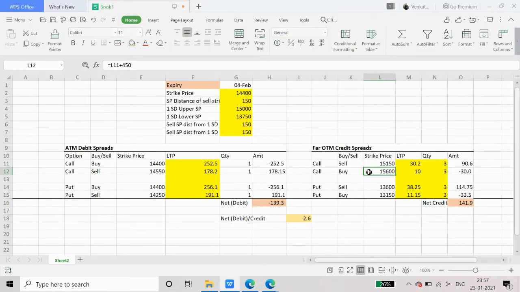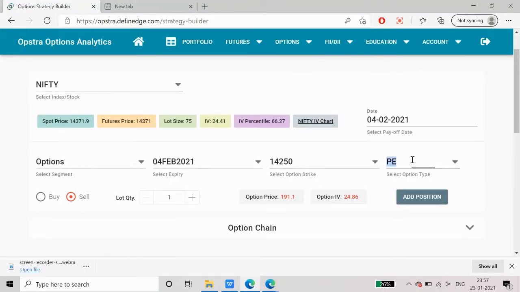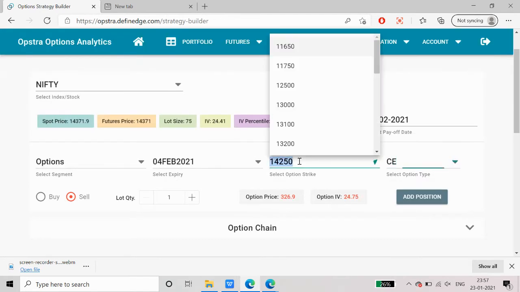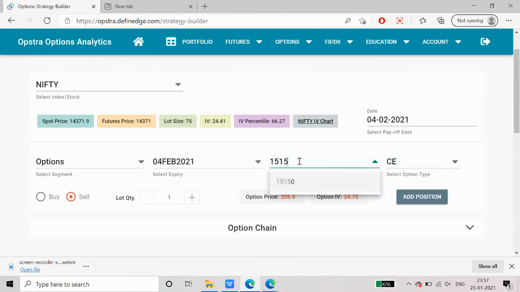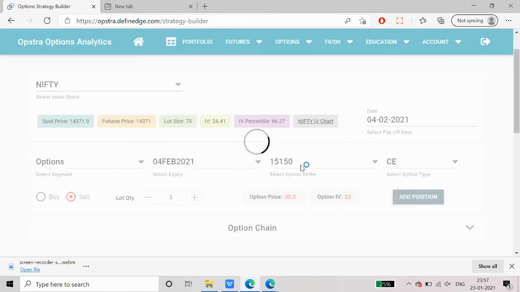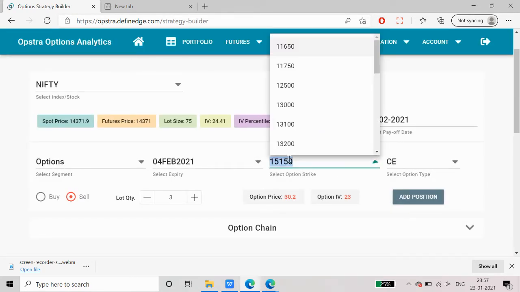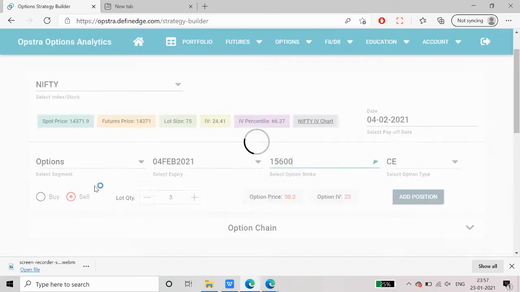So how much do we sell? We sell three lots of this call side credit spread, which is 15,150, 15,600. So what we do is we switch back to call, 15,150. We're selling three lots, yes, and 15,600.